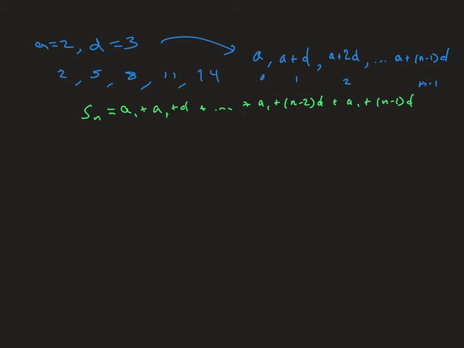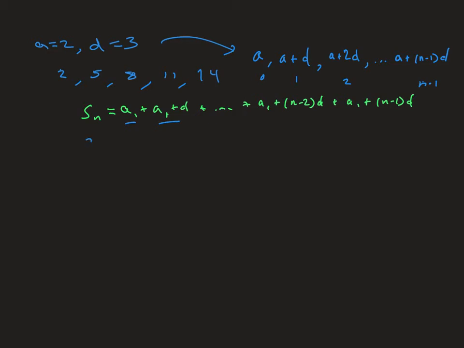But now we're going to try and rewrite that. Instead of using a sub 1 to represent every term, as you see here, we have a sub 1 plus d as our second term. Our second to last term is a sub 1 plus n minus 2 times d. And you see, a sub 1 is in every term.